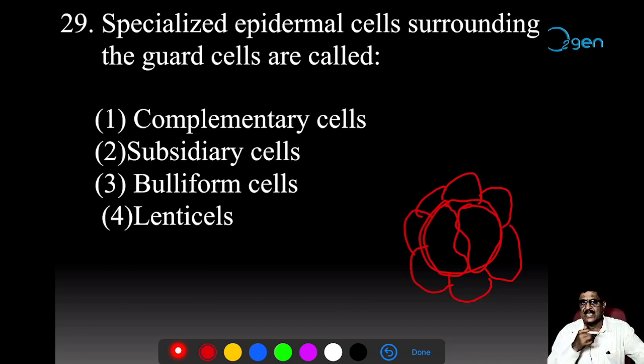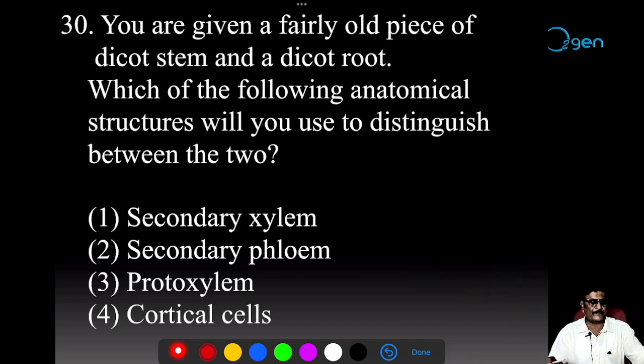So option A, complementary cells, those are loosely arranged parenchyma and the lenticels. B, or the second option, subsidiary cells. Yes, these are commonly called subsidiary cells, and they do not have chloroplasts. So the second option is correct.